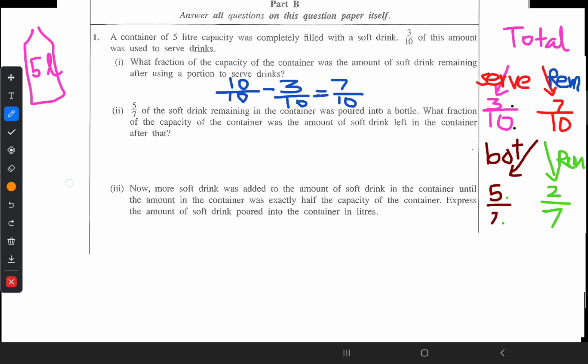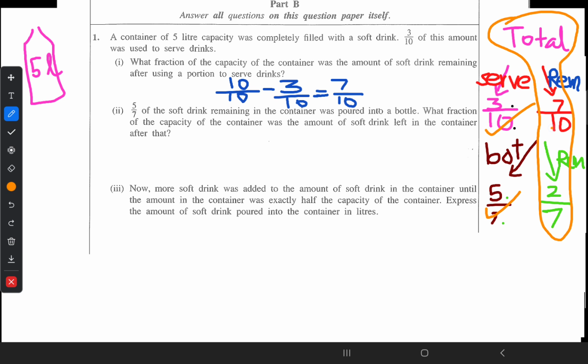Then let's approach the question. What fraction of the capacity of the container was the amount of soft drink left in the container after that? Okay, after serving and after pouring into the bottle, there's a remaining. They're asking for the remaining in total fraction, not only this one, according to the total's fraction. So to find the remaining, we have to come across this way.